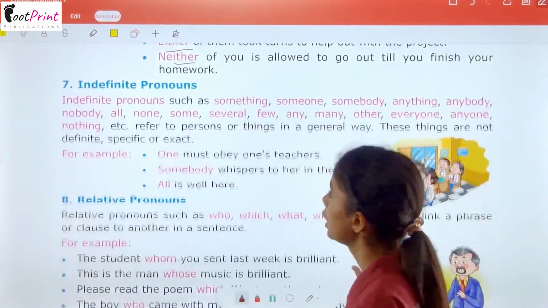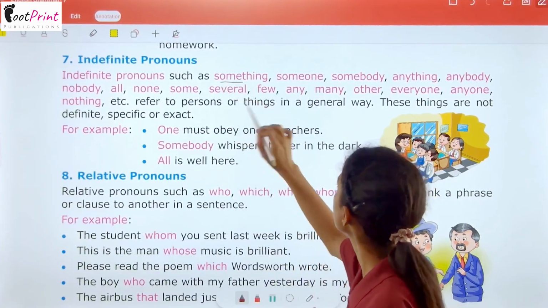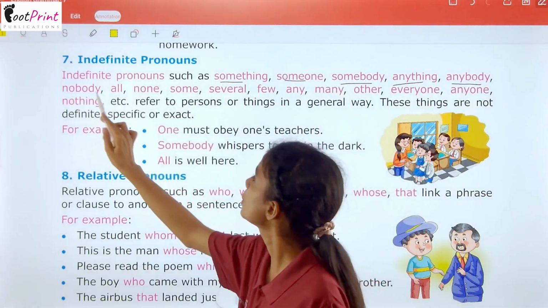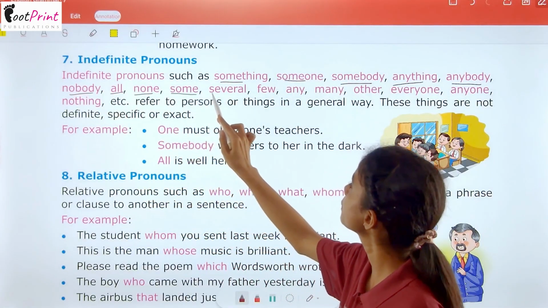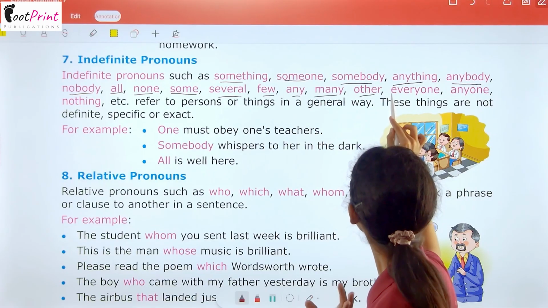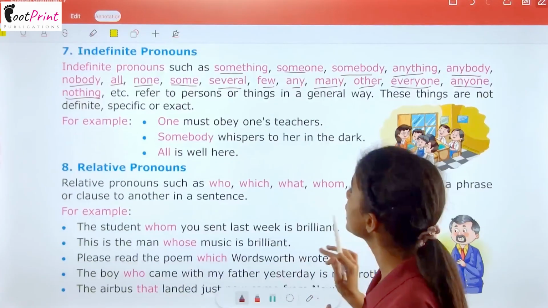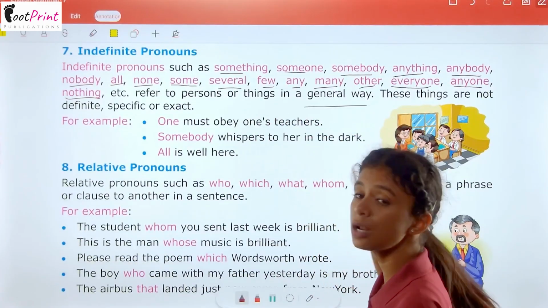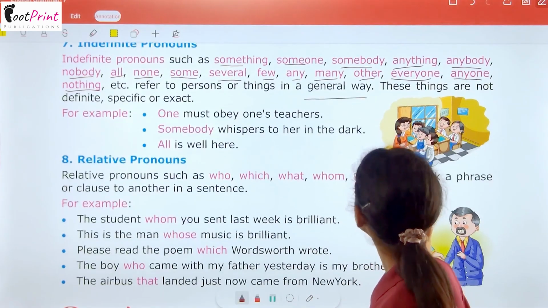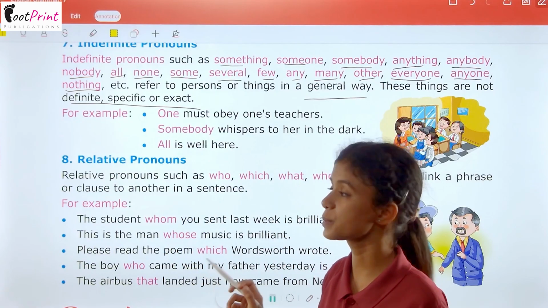Okay. Next we have indefinite pronouns. Indefinite pronouns such as something, someone, somebody, anything, anybody, nobody, all, none, some, several, few, any, many, other, everyone, anyone and nothing, etc. They refer to persons or things in a general way. We are generally referring to them with these words. These things are not definite, specific or exact.